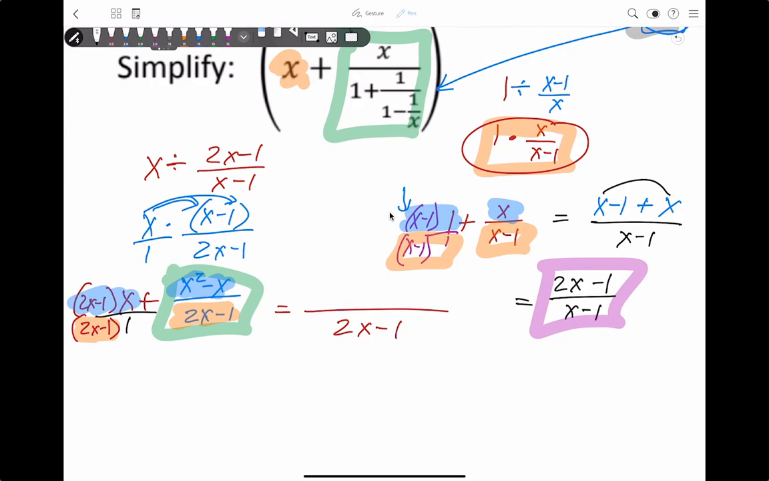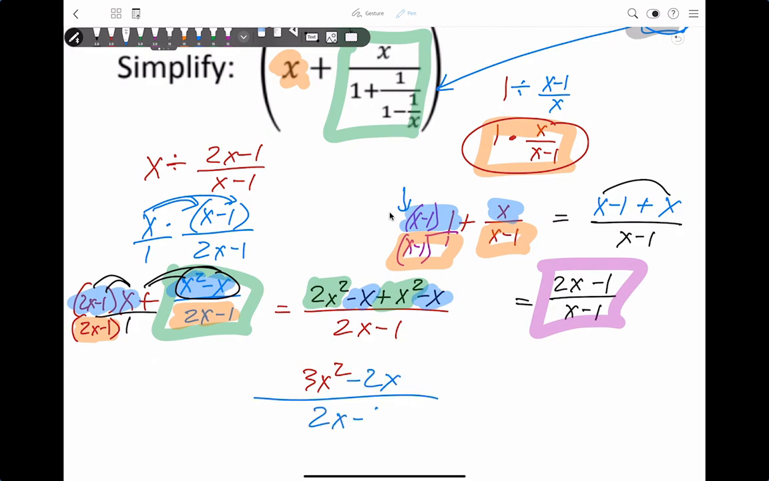Let's do this first part here. That's 2x squared minus x. And then this one, nothing is distributing or multiplying, and we're adding these pieces. So we'll add this. Now remember, if it was subtraction, we would need these parentheses because it would change. But because it's addition, we don't need those parentheses. Okay? So now let's combine like terms. Well, we have 2x squared plus x squared. That's 3x squared. Then we have a negative x minus x. These two pieces right here will become a negative 2x. And it's all over 2x minus 1.